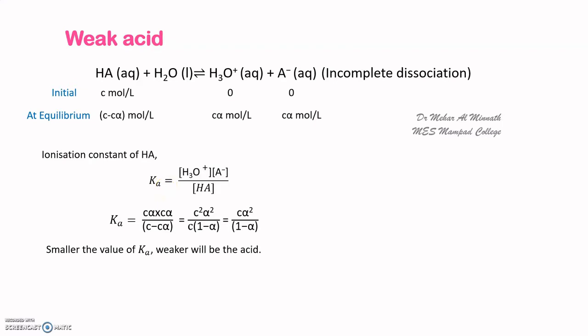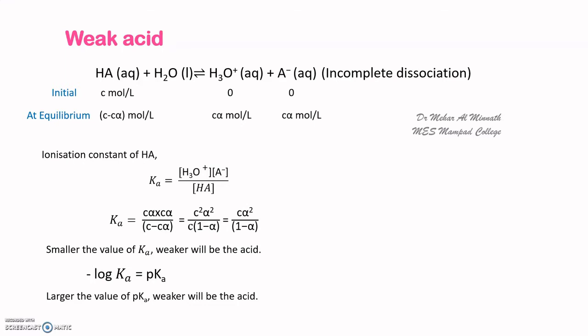Now another term which we can introduce here is pKa. pKa is nothing but negative log of Ka, like our pH. So greater the pKa, weaker will be the acid. Larger the value of pKa, weaker will be the acid, or smaller the value of Ka, weaker will be the acid.